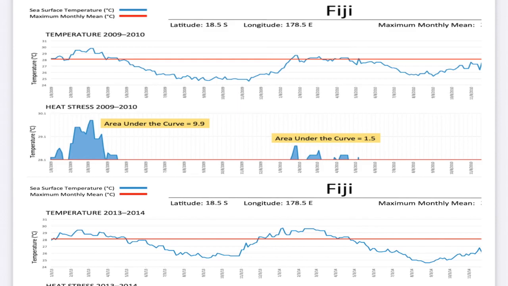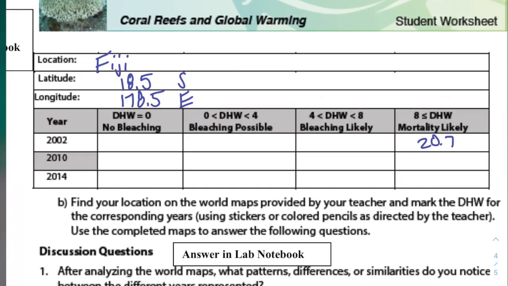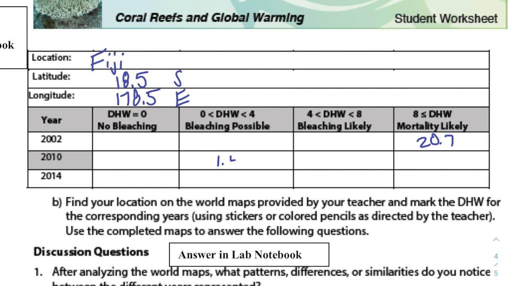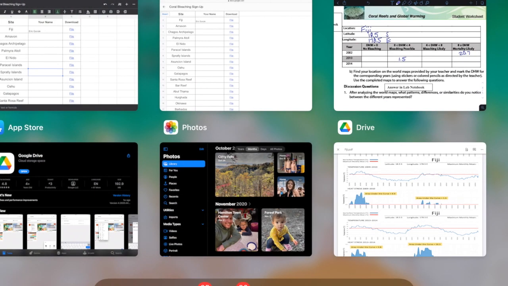So I don't know what was left for the rest of these years. 1.5. So this is in this range right here. So bleaching was possible. One thing to understand about coral bleaching, corals can recover. Even if they die, just like if people die, areas can repopulate. But the problem is that these coral bleaching events are occurring so often that the coral is really just staying dead for long periods of time.